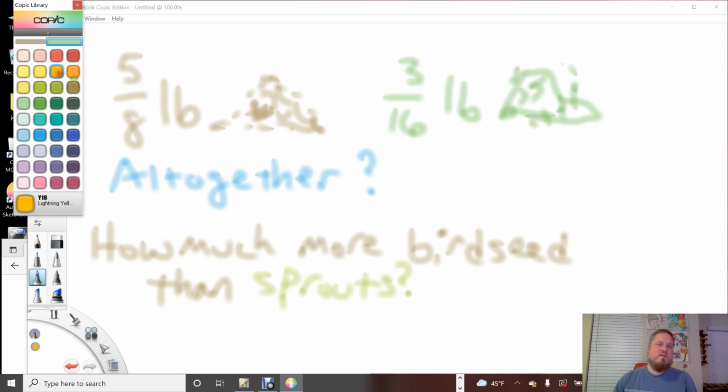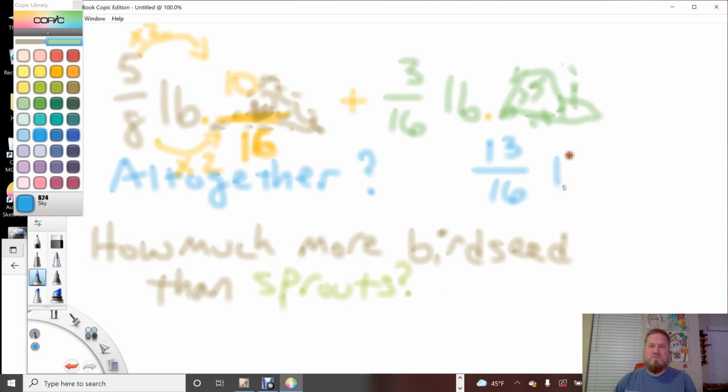So let's do that. 8 times what is 16? 8 times 2 is 16. 16 looks a lot like pounds, doesn't it? That's confusing. All right, sixteenths, and then 5 times 2 is going to be 10. So 10/16. 10/16 plus the 3/16 is going to give us 13/16 of a pound of food for the birds.